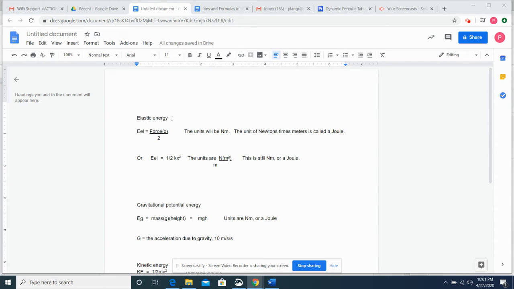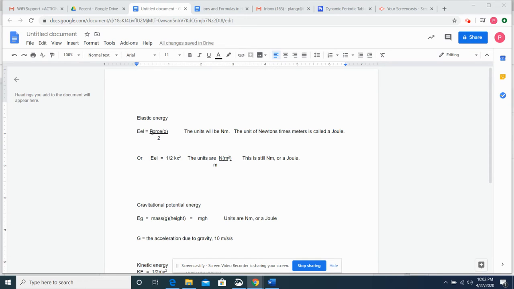We studied elastic energy, energy in a spring, and you know that the elastic energy can be found by the area under that spring graph. That would have been force, which is on your y-axis, and length, which is on your x-axis. So force times length divided by 2 gives us the area of that triangle. And therefore, you can calculate the elastic energy that way.